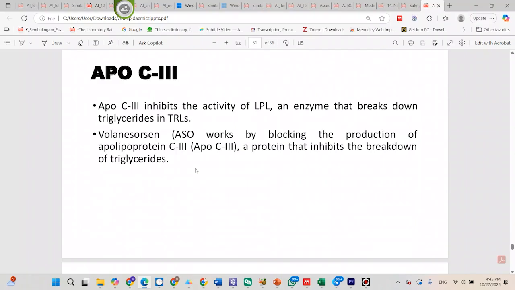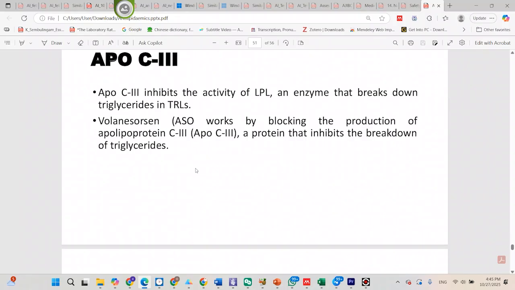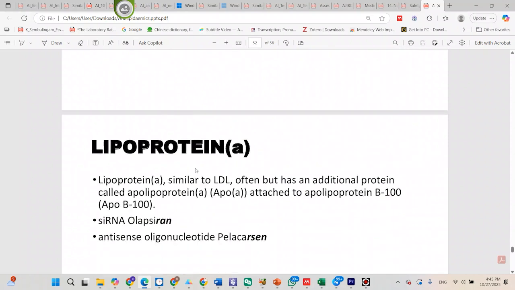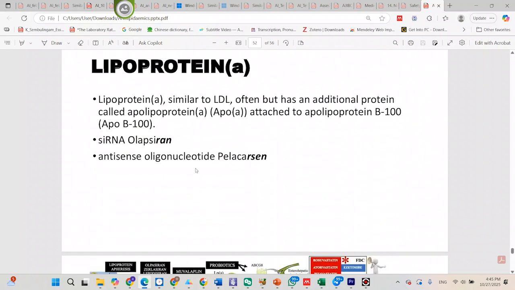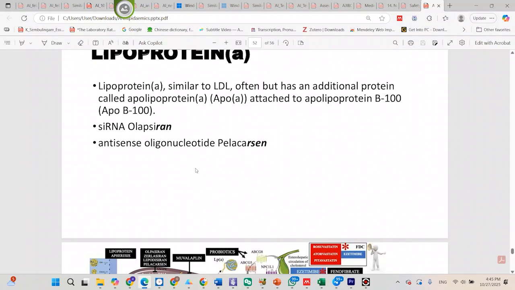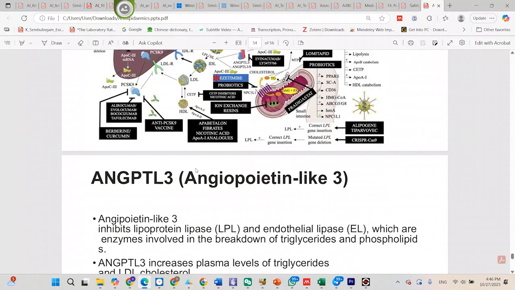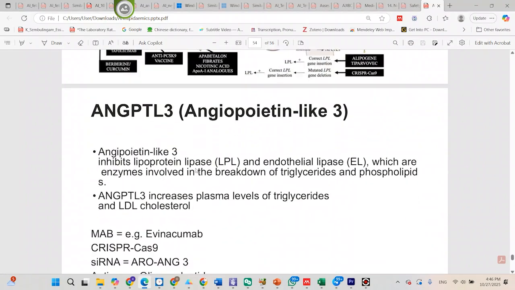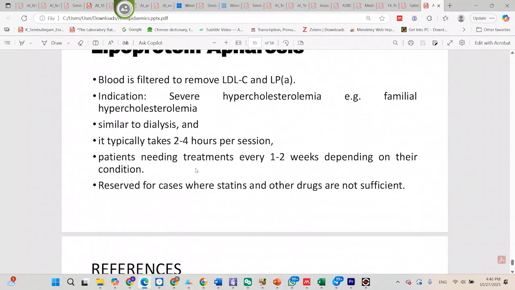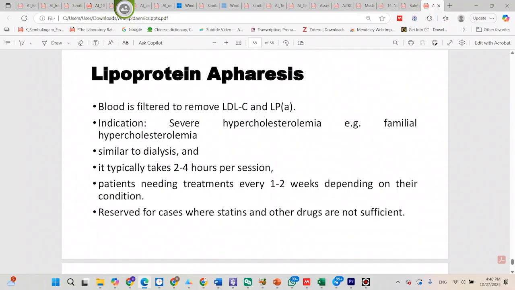ApoC3 also has an antisense oligonucleotide, and it's called volanesorsen, and it's a drug that inhibits ApoC3, and like we said, ApoC3 inhibits the breakdown of triglycerides. So these antisense oligonucleotides can help combat this. All right, I believe with this, you'll be able to read and understand this lecture note.